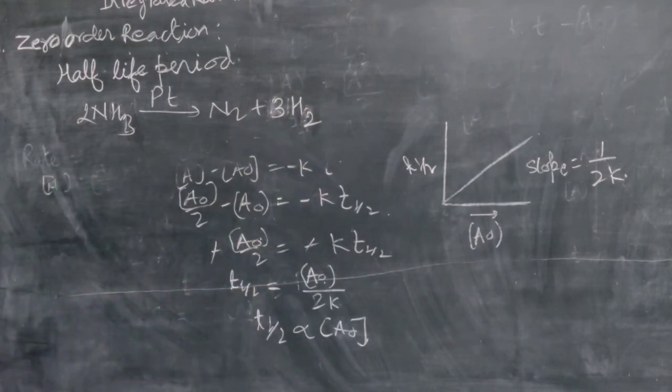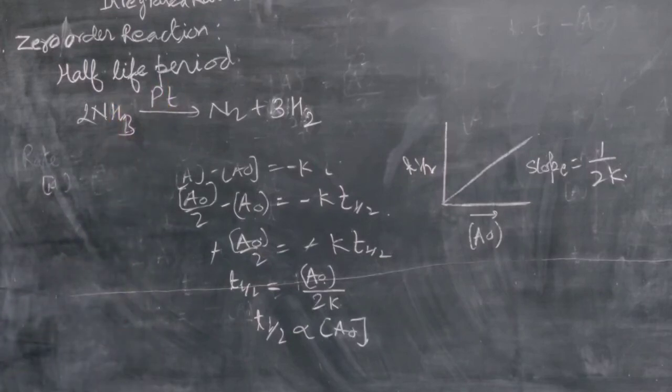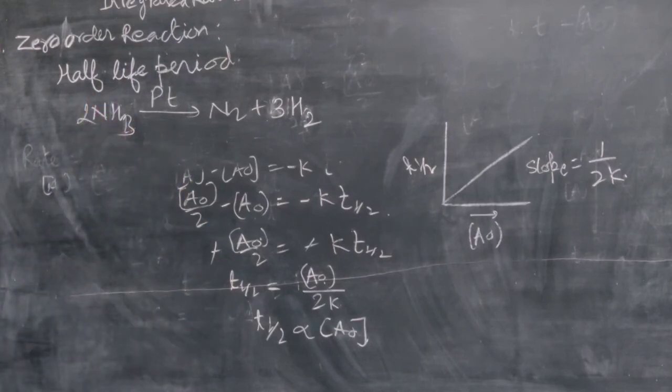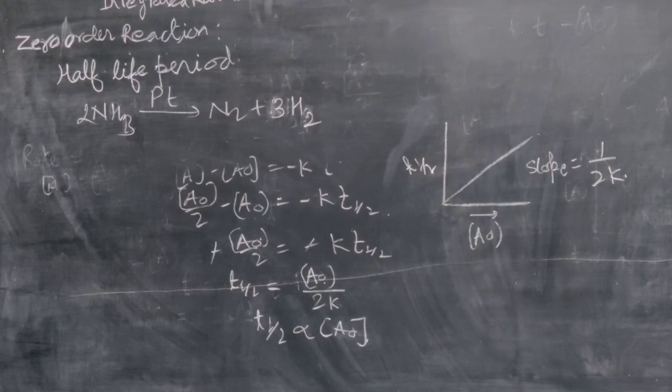Actually, when we take the catalyst, the reaction takes place at the surface of the catalyst. Now the surface of the catalyst is totally occupied by the ammonia, and when there is a formation of the product, there is no change, the molecules will not be leaving the surface of the catalyst. So that is an example of the zero order reaction.